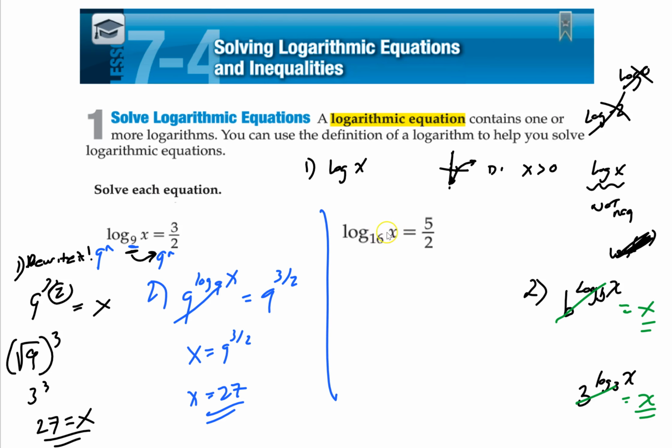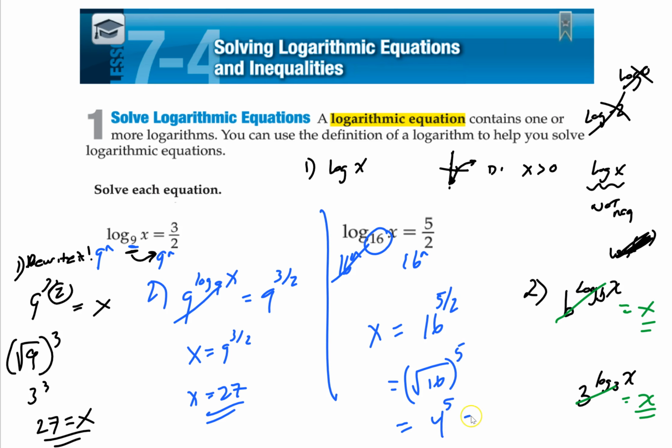I see the 16 right there. I'm going to take that base to both sides, so 16 to this and 16 to this. These cancel. I get x equals 16 to the 5/2. Remember, always do the root first. So we're going to do the square root of 16, to the 5th. Square root of 16 is 4. And 4 to the 5th, I have no idea. There's some big number there. But I'm guessing 1024.